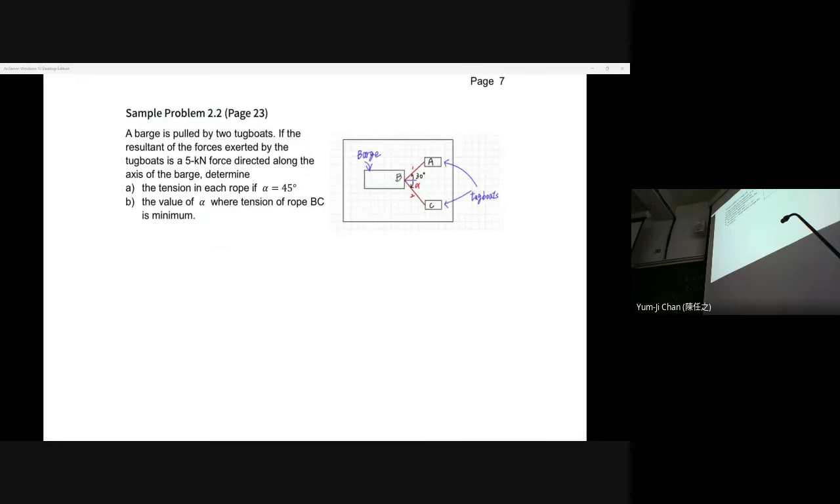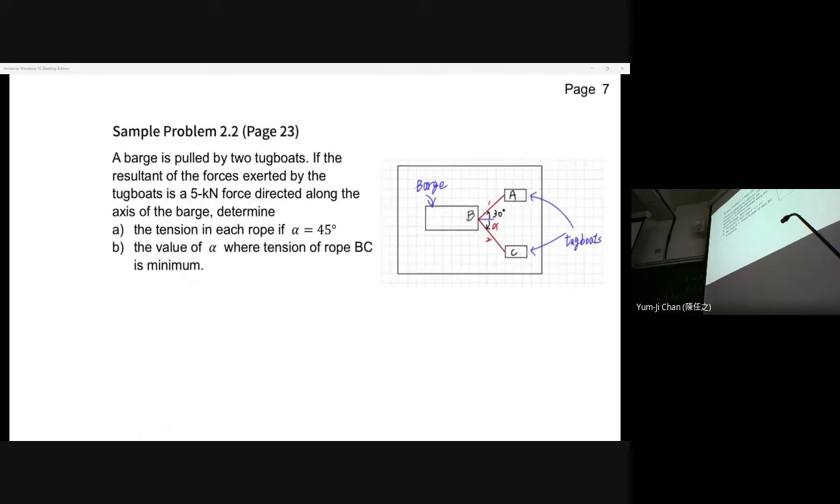Sample problem 2.2 is like this: a barge is pulled by two tugboats. If the resultant of the forces exerted by the two tugboats is directed along the axis of the barge, determine these two things.